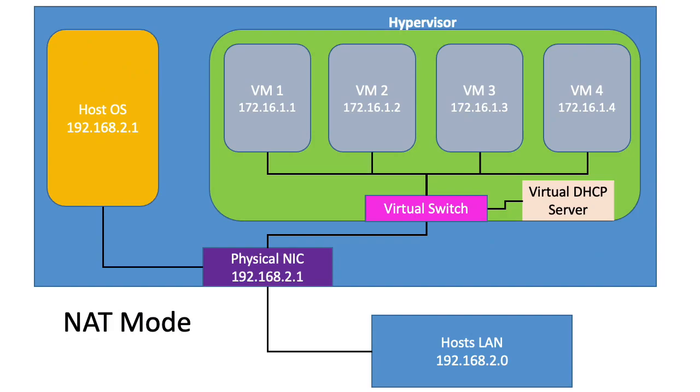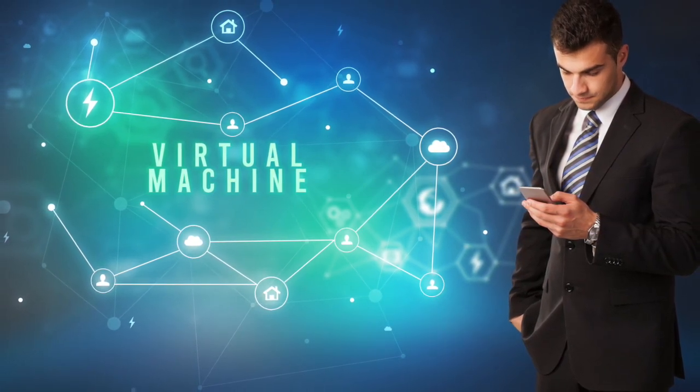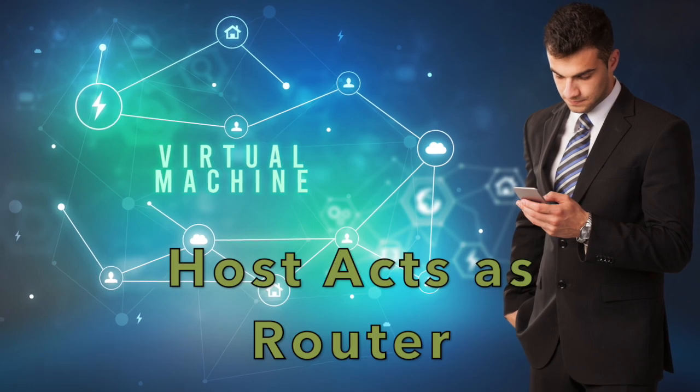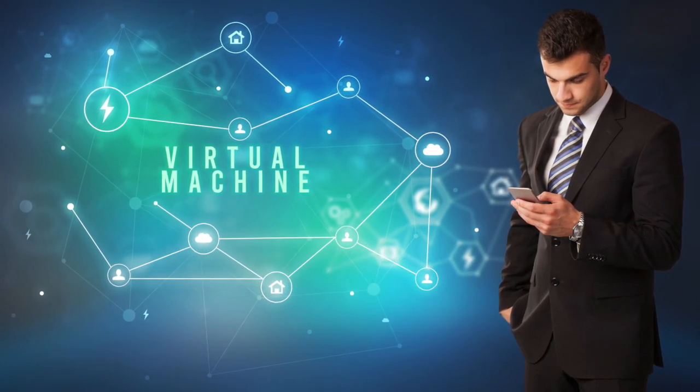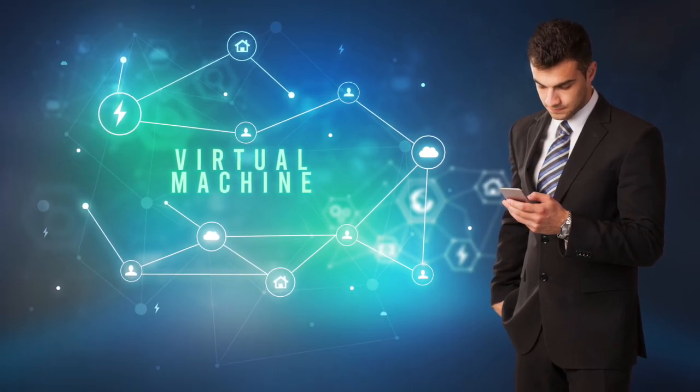In a NAT configuration, the guest machines are assigned IP addresses by a virtual Dynamic Host Configuration Protocol server and are on the virtual network separated from the host local area network. The guest machines are hidden behind the IP address of the host and don't appear on the host network. The host and guest VMs can communicate with each other, and the host acts like a router providing internet connectivity. However, traffic from the guest machine to other devices on the host local area network is blocked.